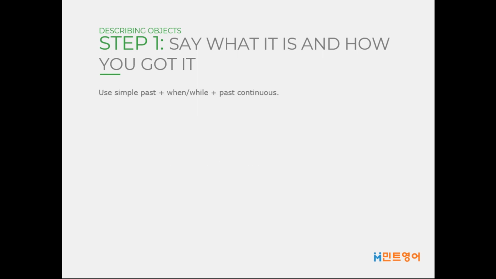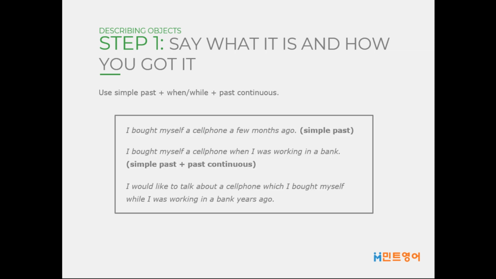When talking about why you have the object, the correct grammar to use is the simple past plus when or while plus past continuous. Look at these examples.